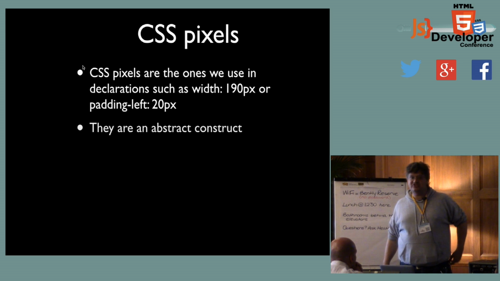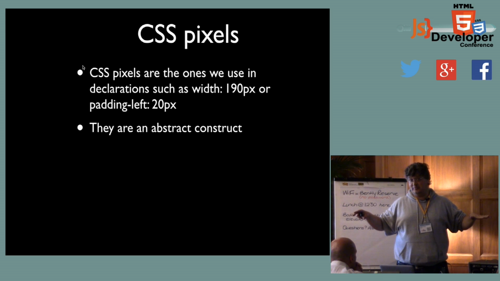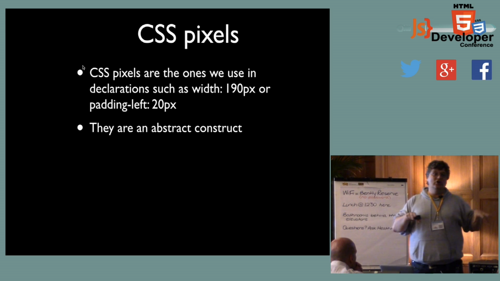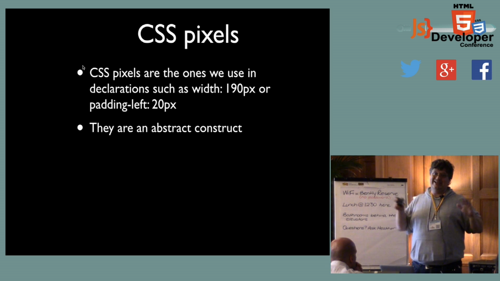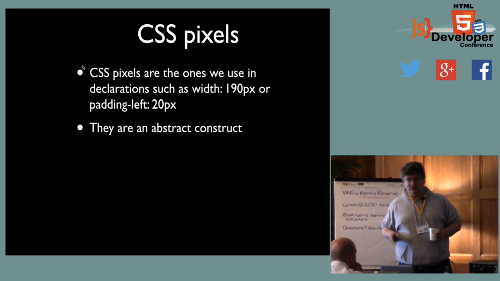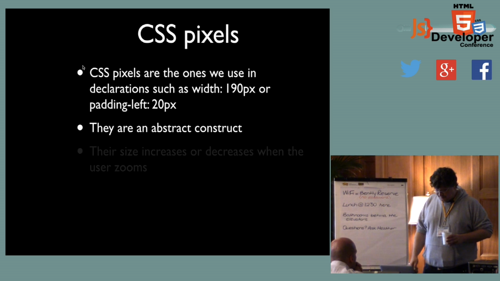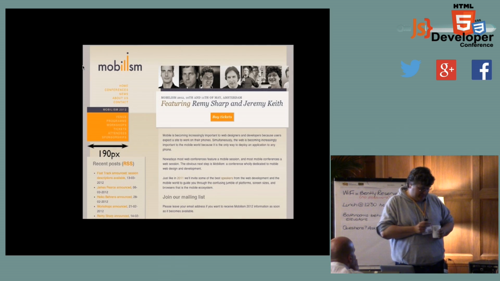And the point of CSS pixels is that they are not real pixels, but an abstract construct that's created specifically for us web developers in order to be able to create a layout and not worry too much about screen resolutions and zooming. Zooming, of course, is tremendously important on mobile, not so much on desktop. I'll get back to zooming later on. And the point of CSS pixels and zooming is that the size of the CSS pixels increases or decreases as the user zooms in or out. I'm going to give you an example of that.